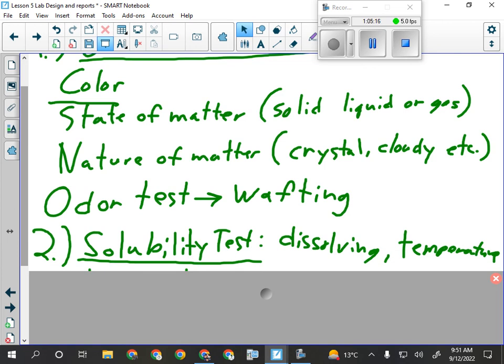All right. After we've done the observable properties test, then we would probably want to move on to a solubility test. Because once I put this thing in water, I can't perform any of the observations in the first test anymore, because now I'm changing it. I'm putting it in water.